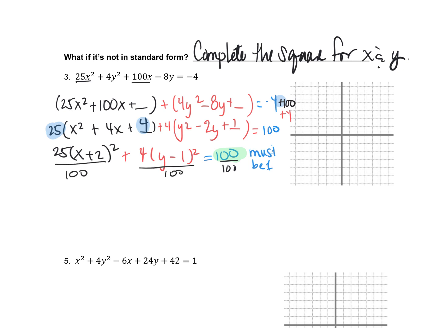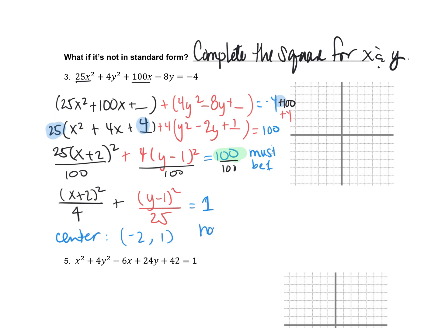Okay, so remember our formula is a fraction, so we want to make sure that it looks like that, and all these are reduced, okay? So reduce everything: 25 over 100 reduces to x plus 2 quantity squared over 4, plus 4 over 100 reduces to 25, so that's y minus 1 quantity squared over 25, and then 100 divided by 100 is 1. So now we're in the form that we need.